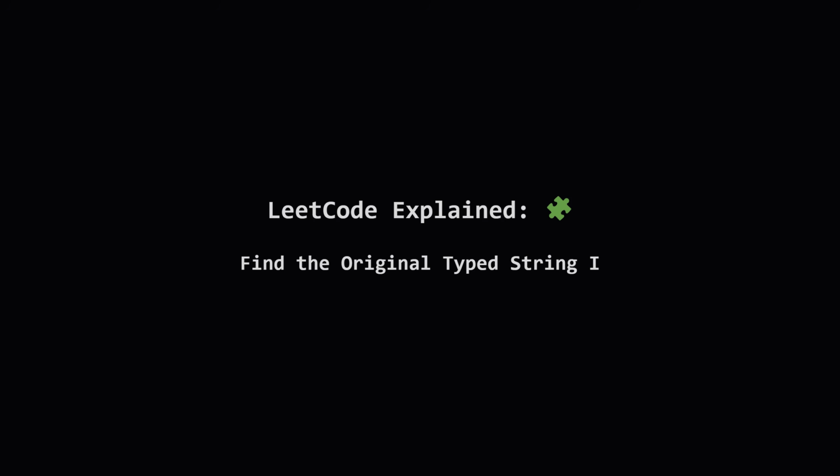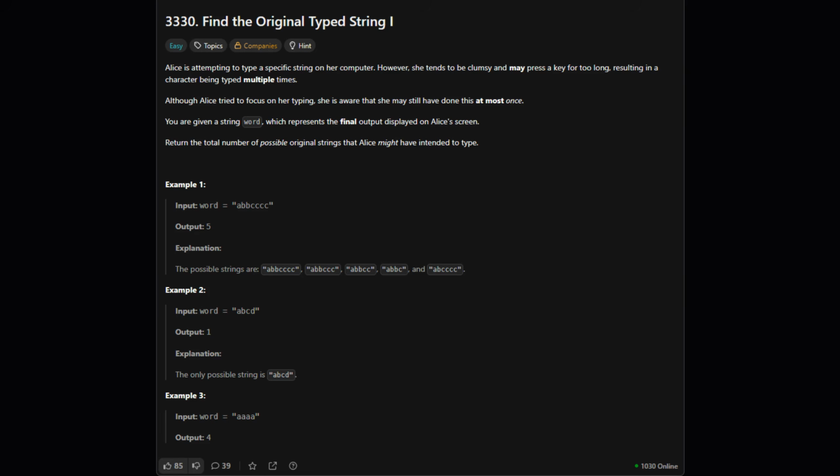Let's get started. Alright, here's the scenario. Imagine a friend Alice is typing a message. She's a bit clumsy and might accidentally hold a key down for too long, causing a character to be typed multiple times. The key rule is this: she makes this mistake at most once. We are given the final string that appears on her screen, and our job is to figure out how many different original strings she could have been trying to type.